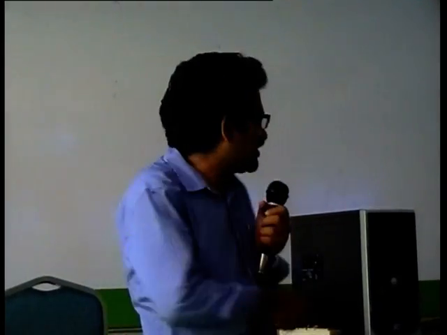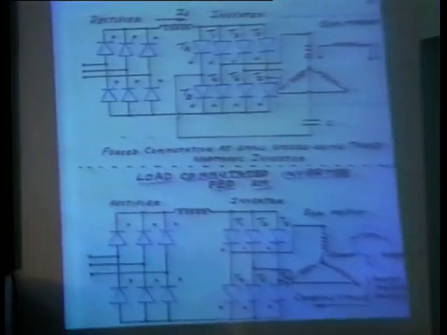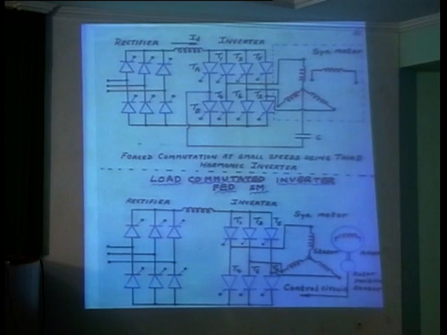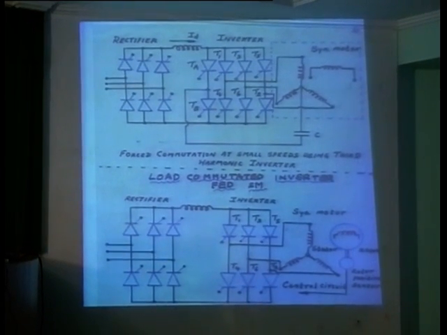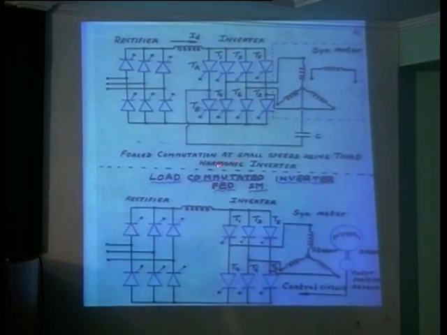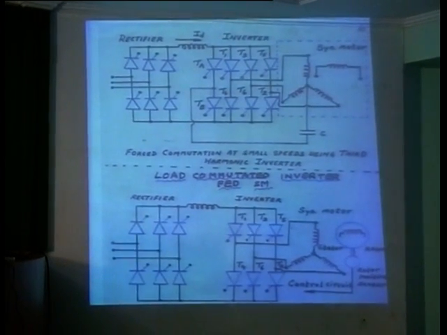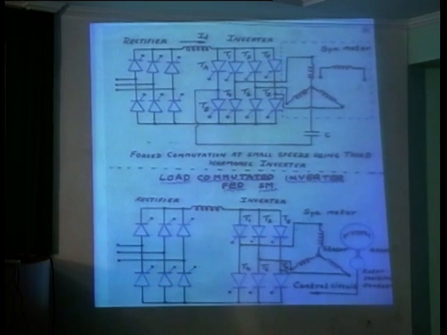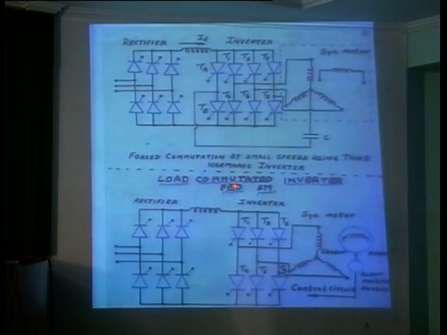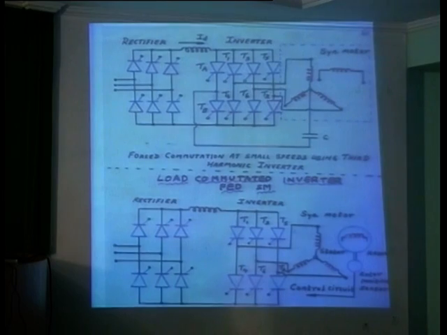The advantage of a synchronous motor is that it operates at leading power factor. The machine itself has the effect of L and C. An over-excited synchronous motor has the effect of L and C, so that itself will commutate the SCRs. You don't need forced commutation except at starting. At starting, at low speeds, you have low voltage. Only at starting you may use this. In running condition, you don't need the forced commutation. That is the advantage of a synchronous motor. So that is called a load commutated inverter fed synchronous motor.